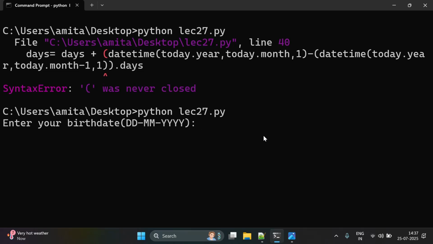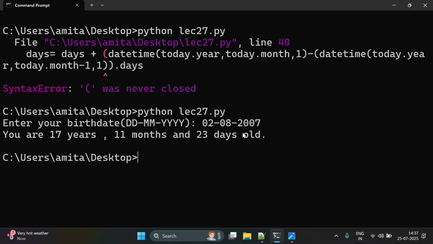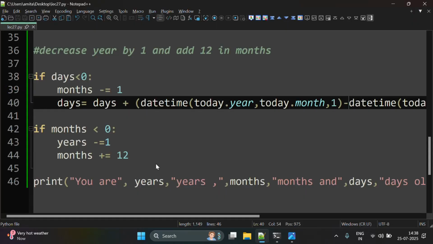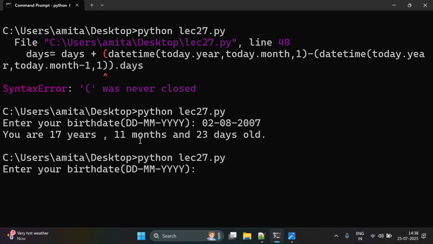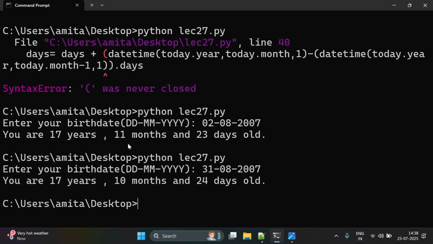Okay, so let us take the same date, that is 2nd of August 2007. It said you're 17 years 11 months and 23 days old, so it has not shown anything negative, although the months were coming negative, but it adjusted, it subtracted 1 from the year and added 12 to the months, as I have already told you. Okay, so let's try with another date, which was 31st August 2007. So you can see we're 17 years 10 months and 24 days old.